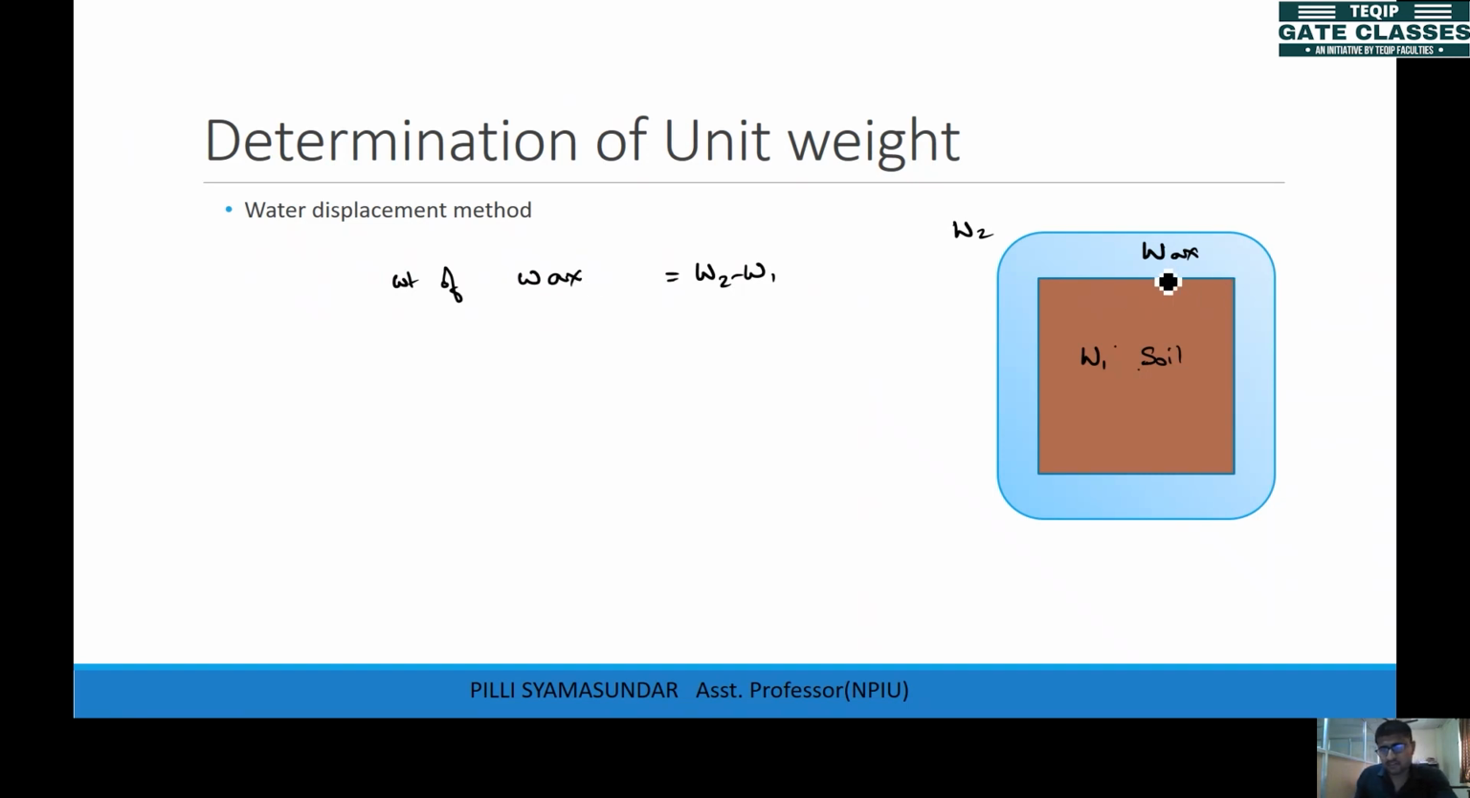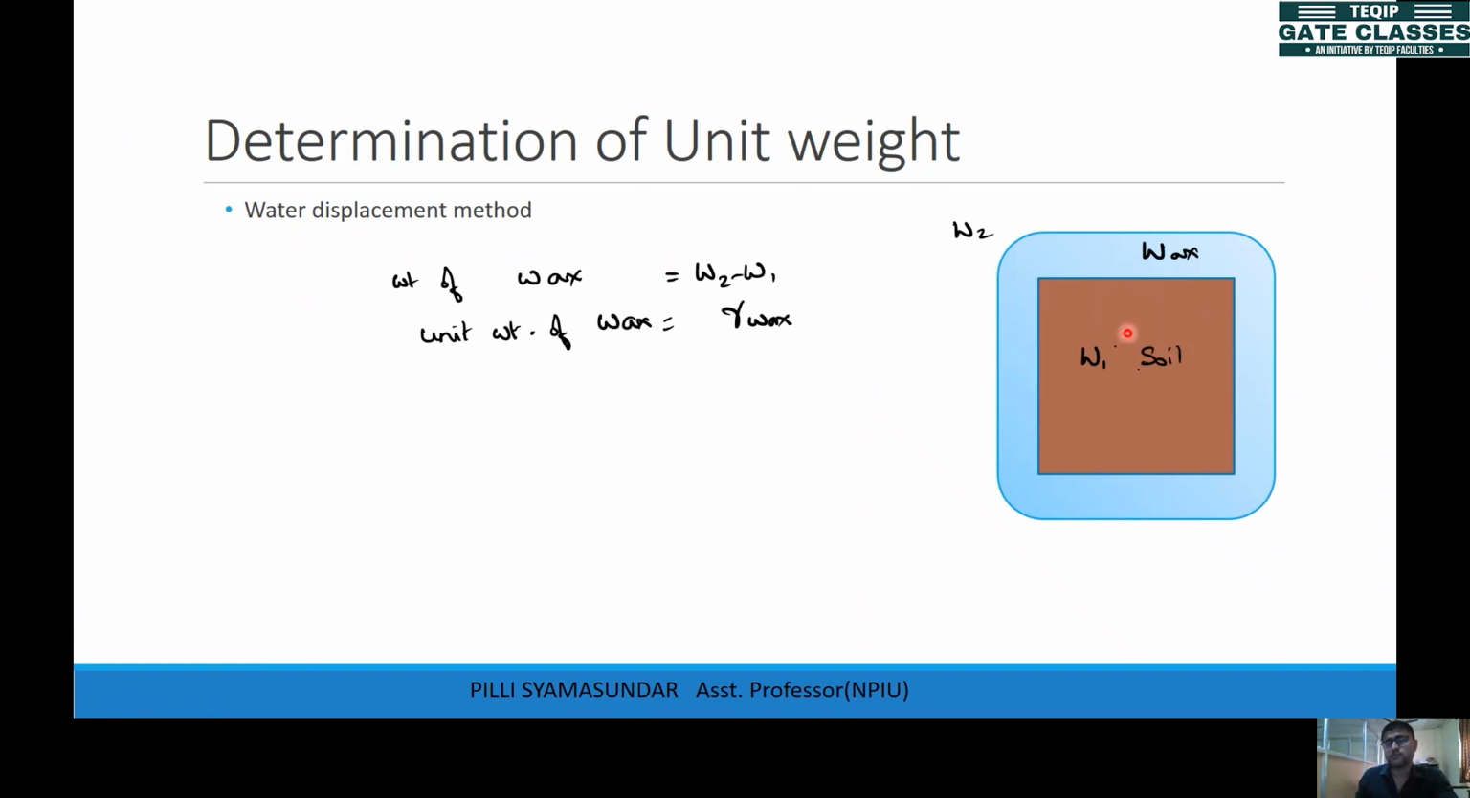So this wax we are covering, we know the unit weight of that wax already. Unit weight of wax is, let's say, gamma wax, right? Now I know the soil weight, which is W1. To find out the unit weight of soil, I need the volume of this soil. So this volume of the soil is required.